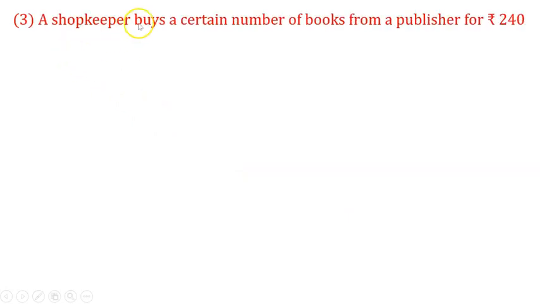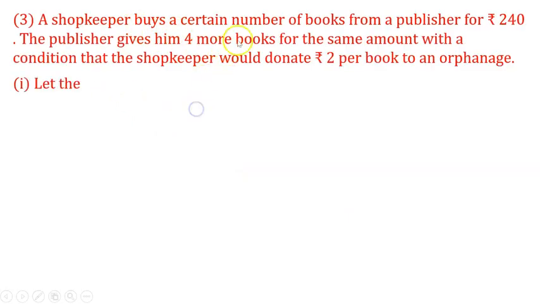Next, a shopkeeper buys a certain number of books from a publisher for rupees 240. The publisher gives him 4 more books for the same amount with a condition that the shopkeeper would donate rupees 2 per book to an orphanage. Okay. Now here how to construct.